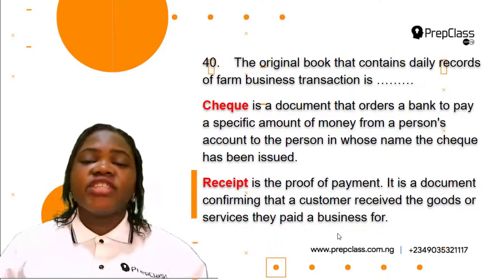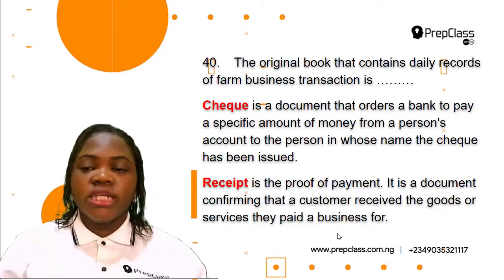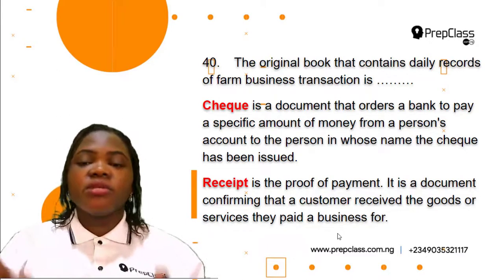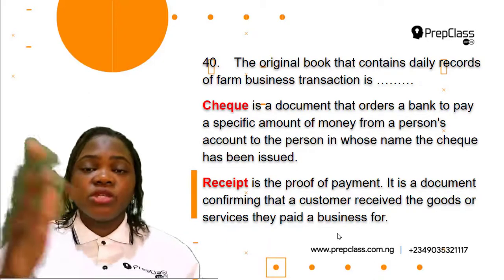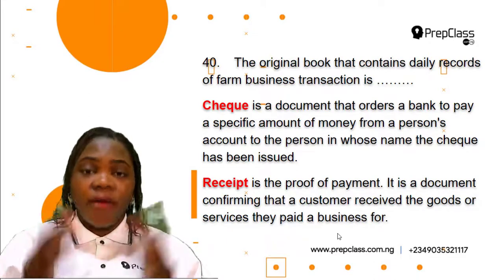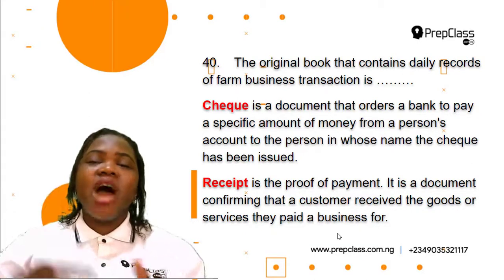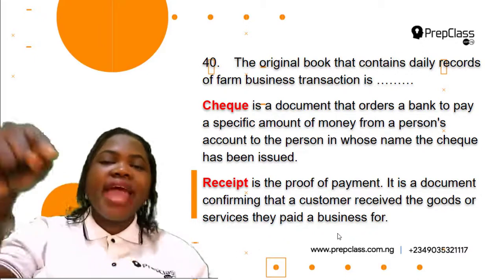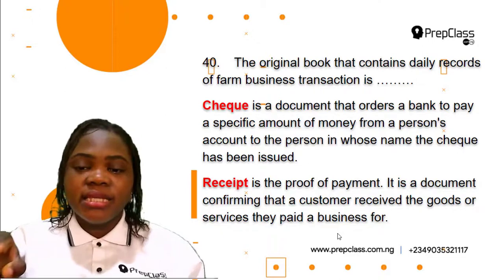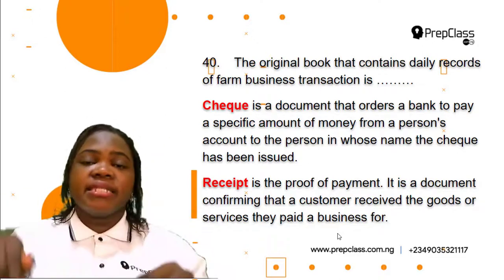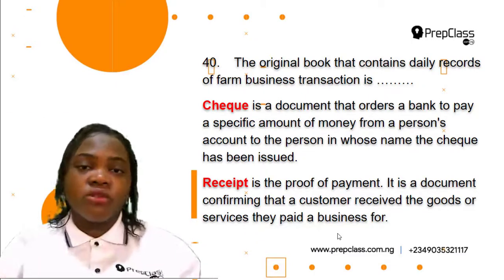Okay, so now the next option is check. So what is a check? A check is a document that orders a bank to pay a specific amount of money from a person's account to the person in whose name the check has been issued. For example, let's say I want to give you a check. So I write your name in that check. This check is a document that orders my bank to pay that amount of money that is written on it to the person whose name the check is issued. So your name is there. So it orders my bank to pay you that specific amount of money.